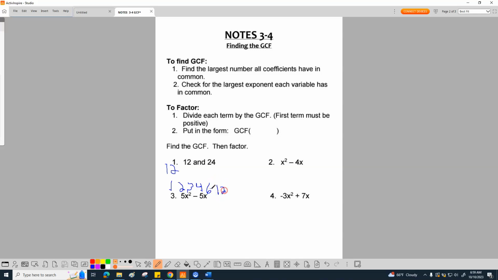So basically, 1 goes into these easily, obviously. 2 goes into both. 3 goes into both. 4 goes into both. 6 goes into both. And 12 goes into both, with 12 being the biggest number. I'm going to do number 2 quickly.